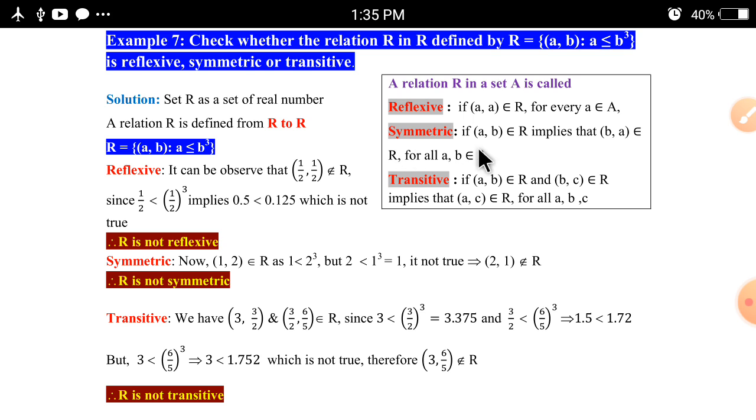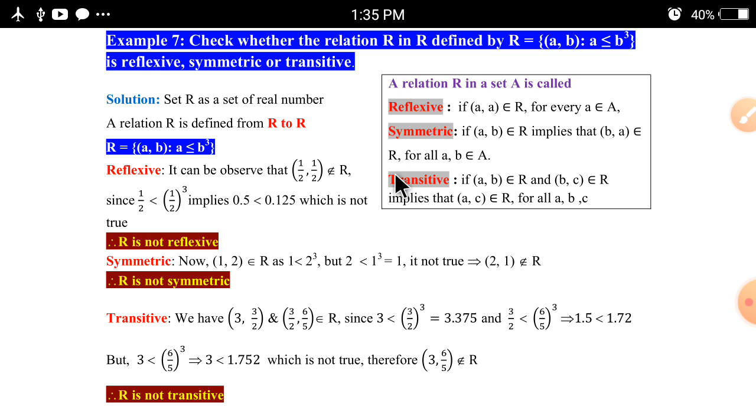Next, symmetric. A relation R in the set A, if the ordered pair (a, b) belongs to R implies that (b, a) belongs to R, then R is said to be a symmetric relation. What it means is, for every ordered pair in the relation R such as (a, b), the reverse order, that is (b, a), must be there in the same relation R, then R is said to be symmetric.